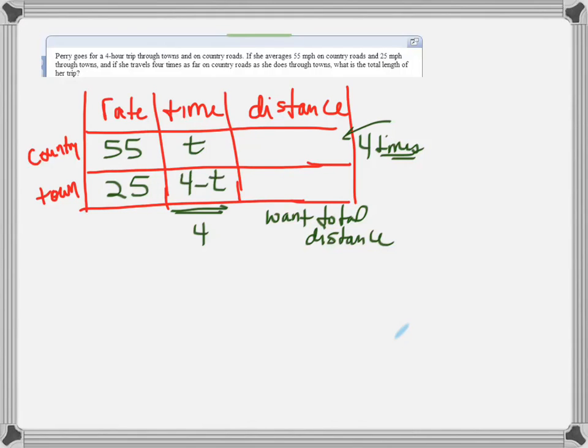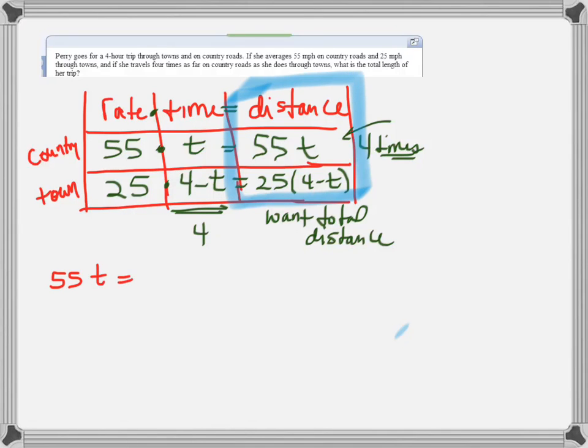So I can see that since the total time is 4, if I let one of the two times be t, then the other one has to be the total of 4 minus the other t time. So there's one variable right there. And so I also know that rate times time equals distance. So I can use the chart to fill in distance. I know that 55 times t must be the distance that she traveled in the country. And then 25 times 4 minus t must be the distance that she traveled in town.